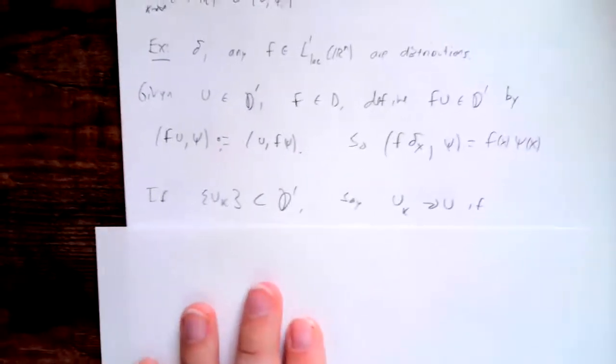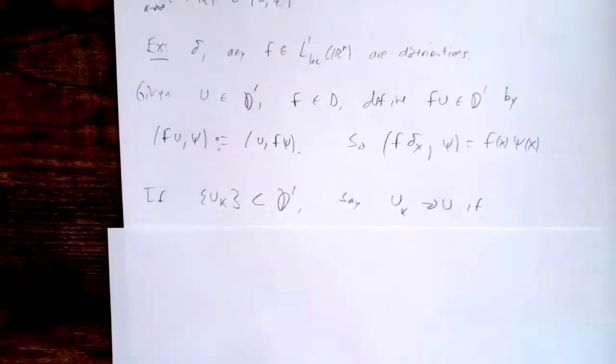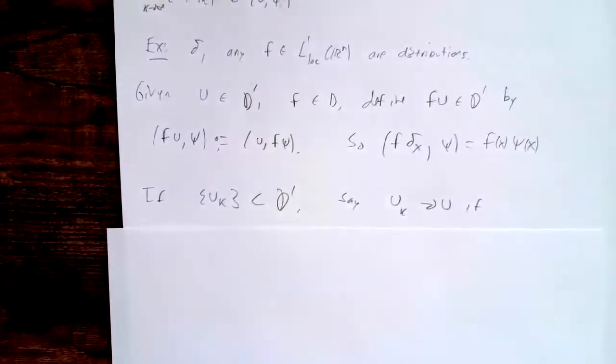And one more technical thing I want to point out is, if I have a sequence of distributions, what does it mean for that sequence of distributions to converge to a limit? So you know what it means for a sequence of numbers to converge. Roughly speaking, those numbers should get closer and closer to the limit in absolute value as k goes to infinity.